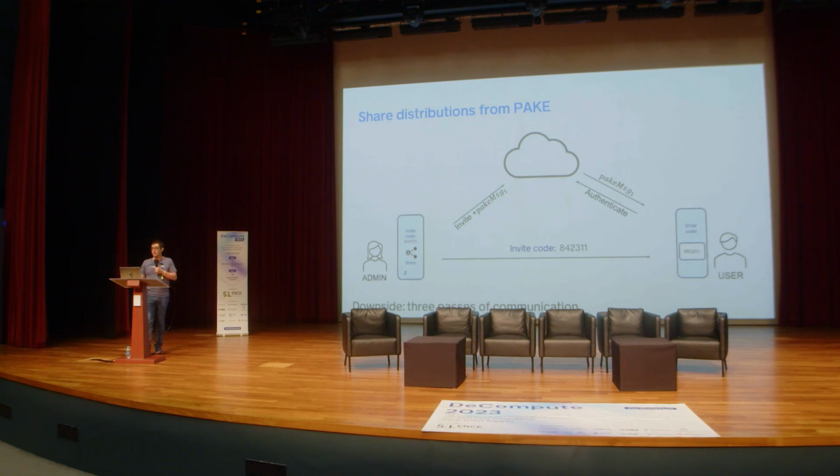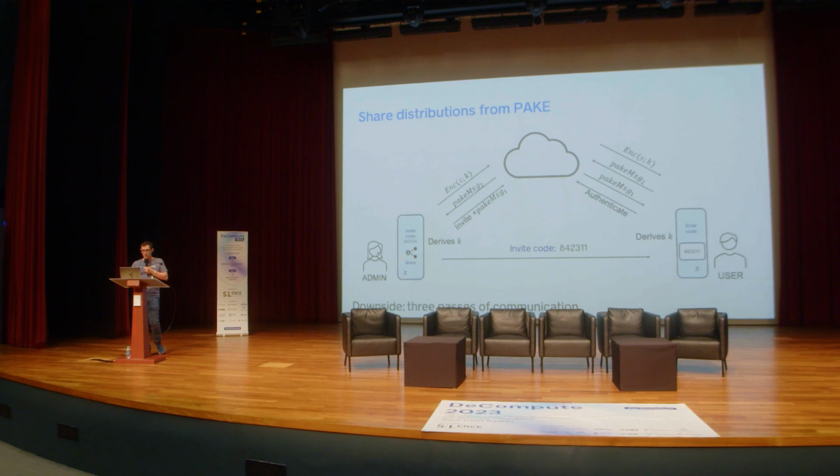then type in the code they would get out of band, and send, as I said, there's one message in each direction, so the user would send the message in the other direction. At that point, the user can already derive the session key. Then the admin downloads the user message, derives the same session key, and then can encrypt the share under the shared key. And last step, the user downloads the encrypted share and then obtains the share.